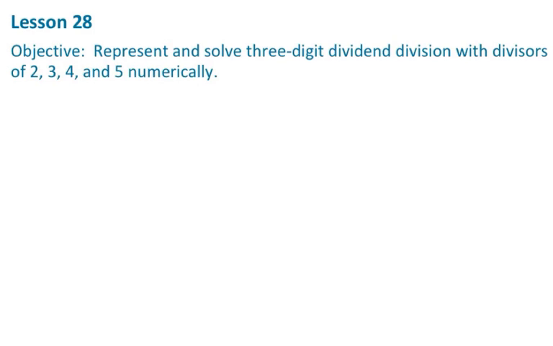This is grade 4, Module 3, Lesson 28, and the objective in this lesson is to represent and solve three-digit division with divisors of 2, 3, 4, and 5 numerically. We're going to be looking at homework question number 1, letters D and F. I'll show you how to do the long division and then how to put it on a place value chart.